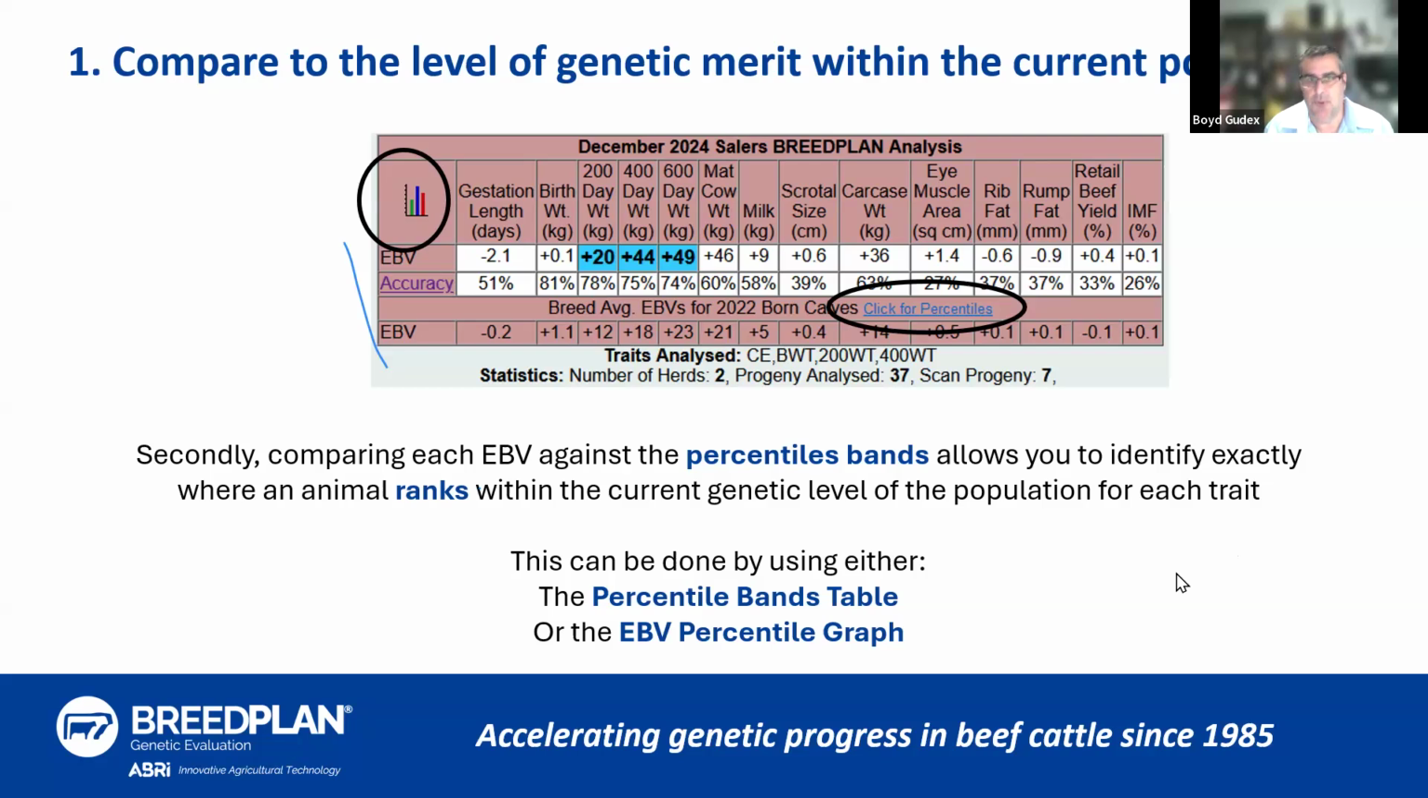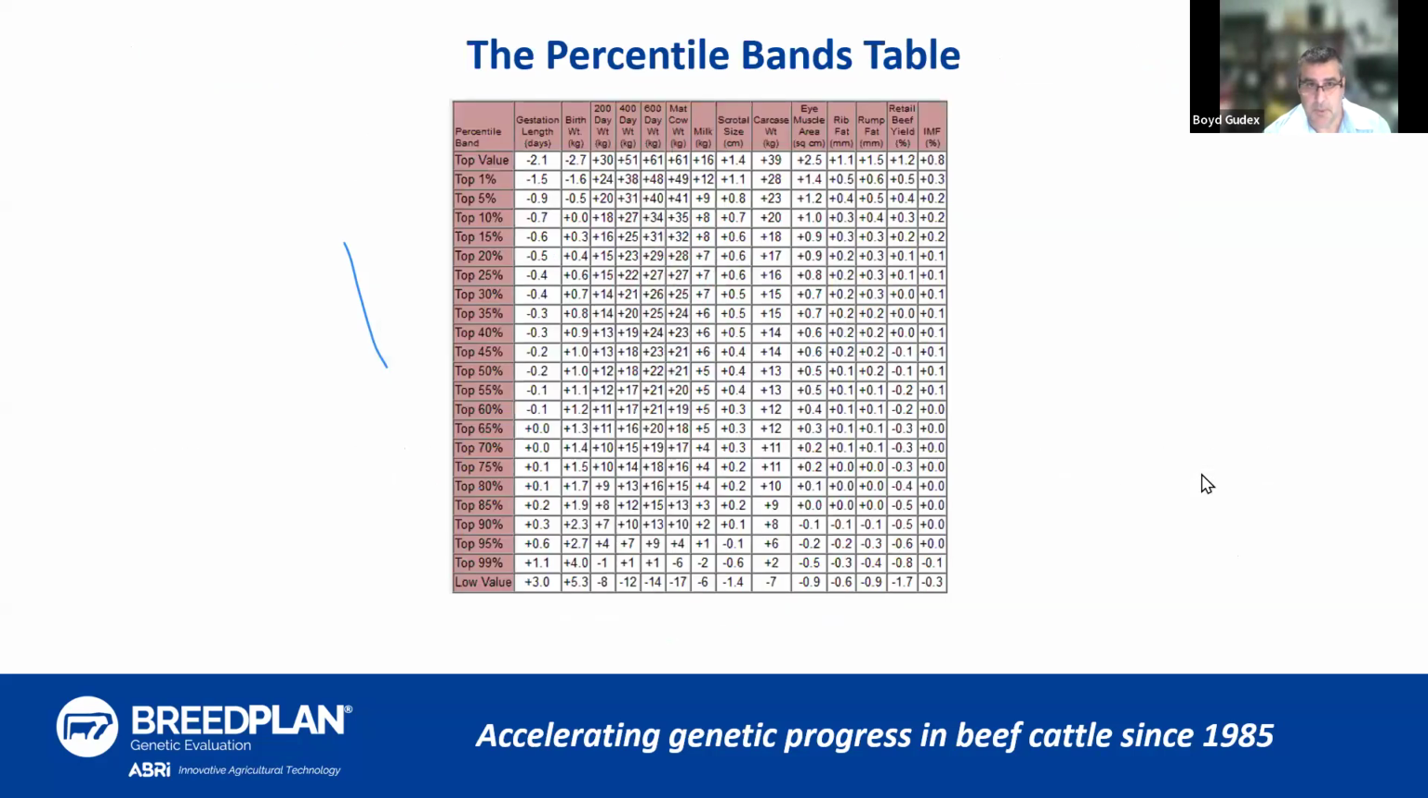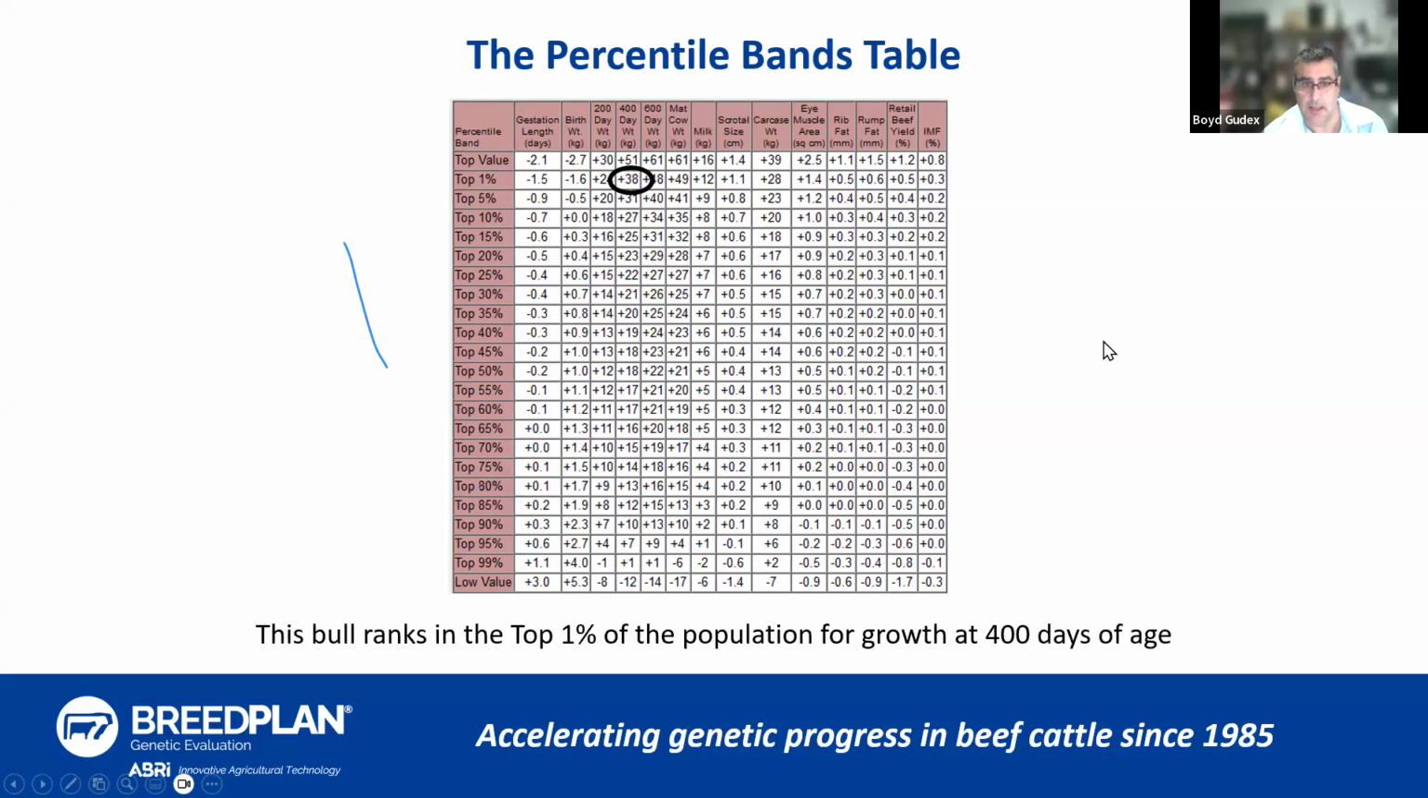Secondly, you can compare animals against the percentile bands to identify exactly where an animal ranks within the current population. You can do this via the percentile bands, which are available down here, or by the EBV percentile graph. So if you've got the percentile bands table, our bull had, for example, a 400-day weight of plus 44. So he's not plus 51, but he is above plus 38. So that puts him in the top 1% of the population for 400 days of age growth.